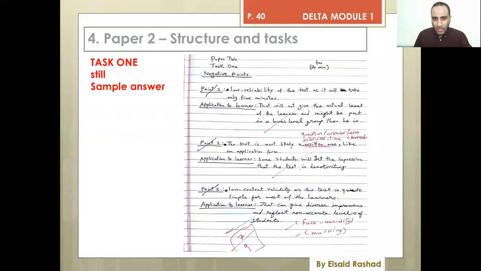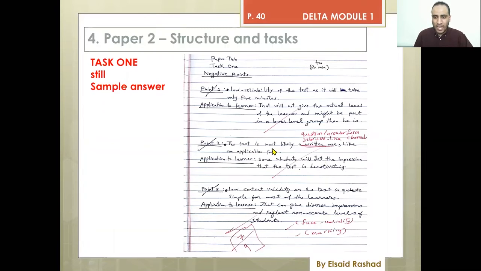If you have a look at the negative points, you can talk about validity, reliability, practicality, okay? A lot of assessment concepts you need to describe here. So I wrote here low content validity, low reliability, okay? Only 5 minutes. So you need to think about the test. They want to teach you how to put a test for your students.